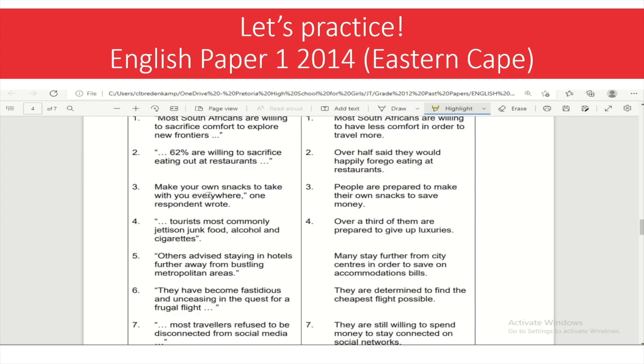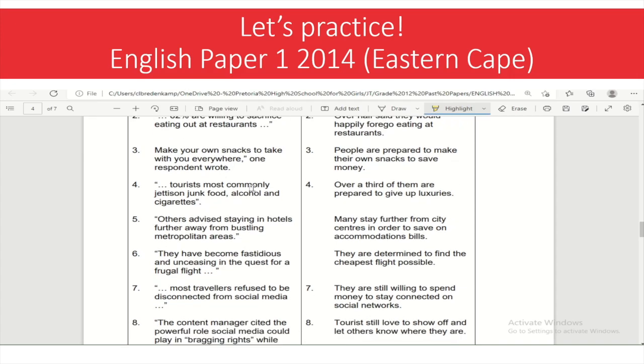So over here we do have make your own snacks to take with you everywhere, one respondent wrote. A way to put that in your own words: people are prepared to make their own snacks to save money, or people are prepared to make their own food instead of eating out. Then over here, the tourists most commonly jettison junk food, alcohol, and cigarettes. Okay, so over a third of them are prepared to give up luxuries like junk food, alcohol, and cigarettes. Let's go to the next one.